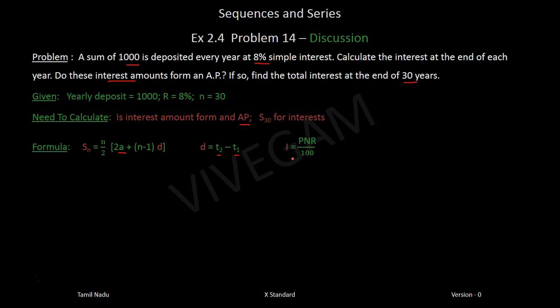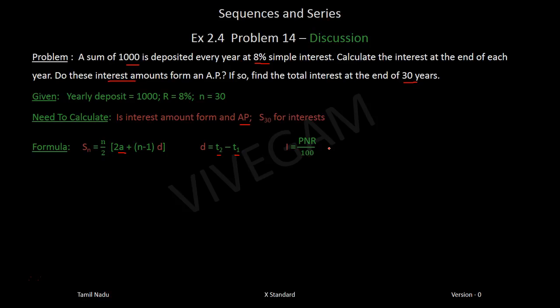And how do you find the AP? You can find the AP using I equal to PNR by 100. When you put the amount as 1000 rupees and n equal to 1, n is always equal to 1 because you are calculating interest for every year. So for the end of the first year, the principal is 1000 rupees, n is 1 and r is 8%. So you will calculate the interest, that will be A. Then for the second year, the principal will become 1000 and 1000 because at the second year beginning you have deposited another 1000 rupees. So the principal will be 2000. So use that and get the next interest amount.